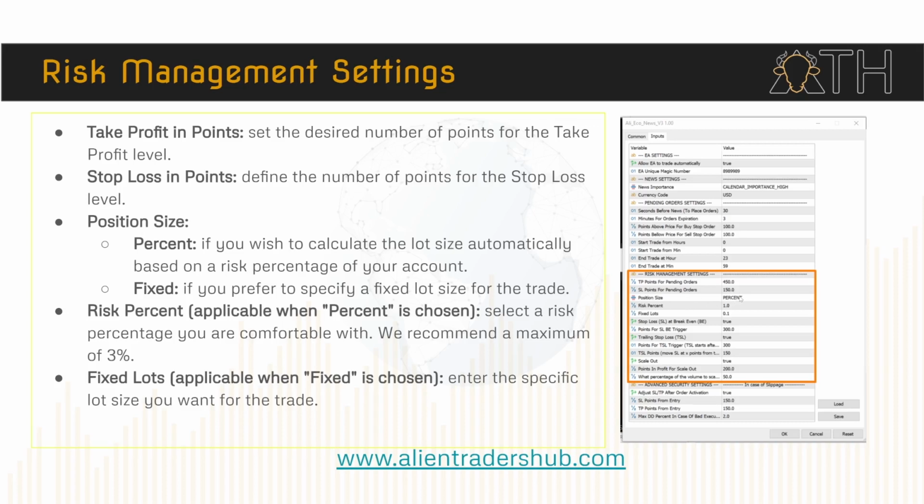You have to choose between percent or fixed. If you wish to calculate the lot size automatically based on percentage, you choose percent. If you want to specify the fixed lot, you choose right here fixed. If you are choosing risk percent, you write right here the percentage that you want to risk on this trade. If you are selecting fixed, you have to write right here the fixed lot.